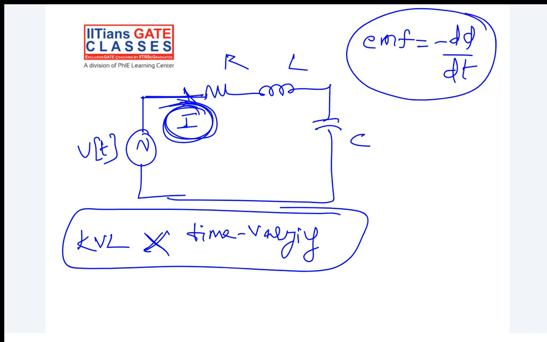In your network, you are assuming that there are no sources of magnetic field, which means that there will not be any magnetic flux in that region. So in that case, your induced EMF is 0. So that time we can apply KVL.